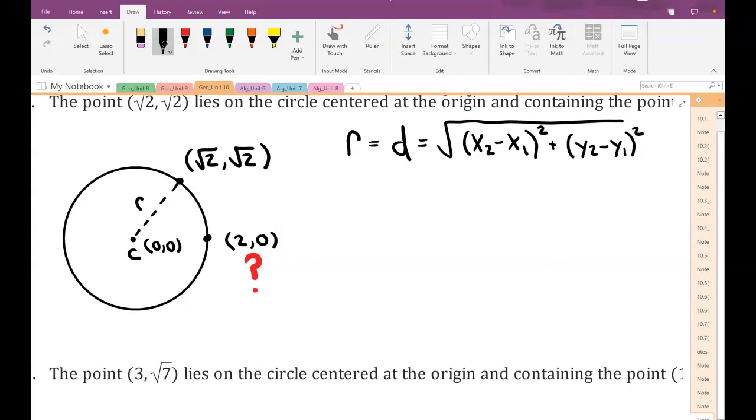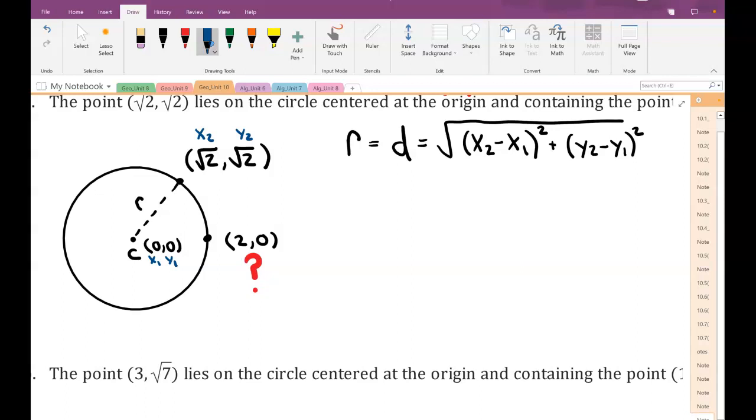So first we're going to figure out the distance between here and here to establish what our radius is, because we know this point for sure is on the circle. So I could go through and label these as, let's say this is going to be my x2 and my y2, and this is going to be my x1 and my y1. Using those, I can plug them into my formula and figure out the distance.